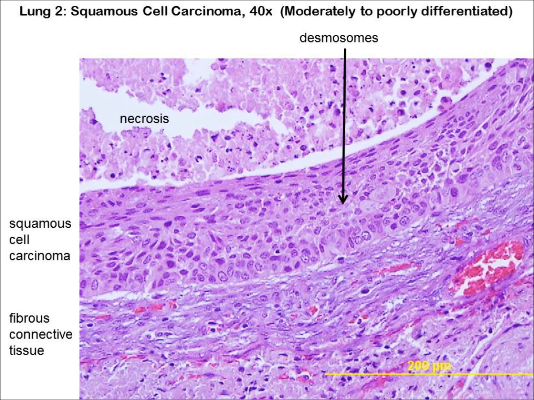Under high power, you may be able to observe small desmosomal junctions between the tumor cells, and these structures are characteristic of squamous cell carcinoma and also found in normal stratified squamous epithelium. Now, this sample has been graded as moderate to poorly differentiated, since there are no obvious keratin pearls which would be found in well-differentiated versions of squamous cell carcinoma.